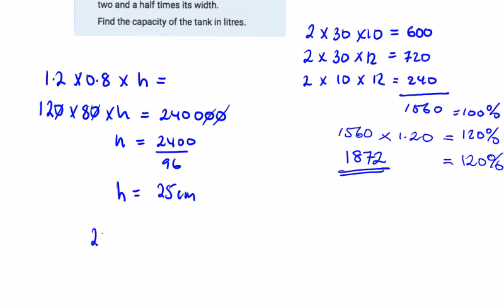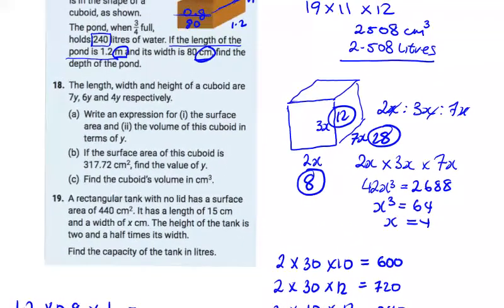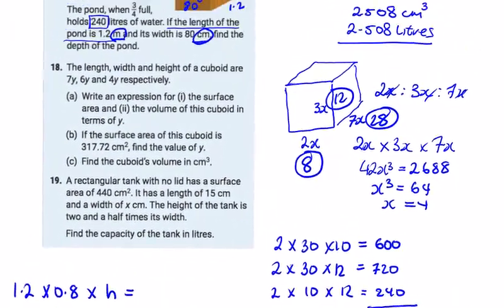So dividing 25 by 3 and multiplying it by 4, we're going to add 8 1/3 on. 33 1/3 centimeters will be the full height. What did they ask for? Find the depth of the pond, so the full height.